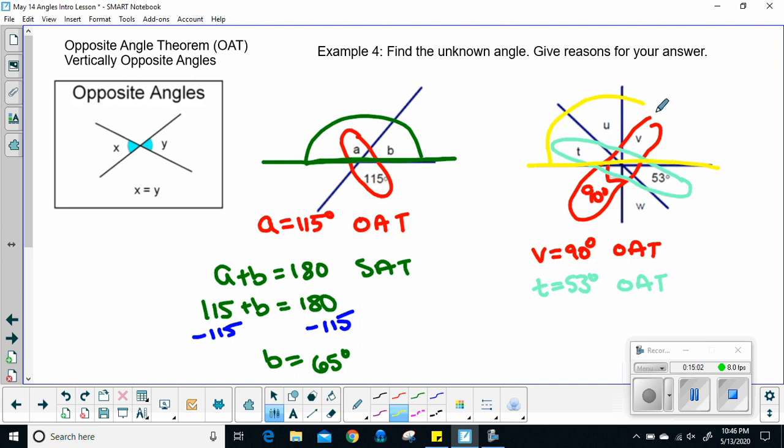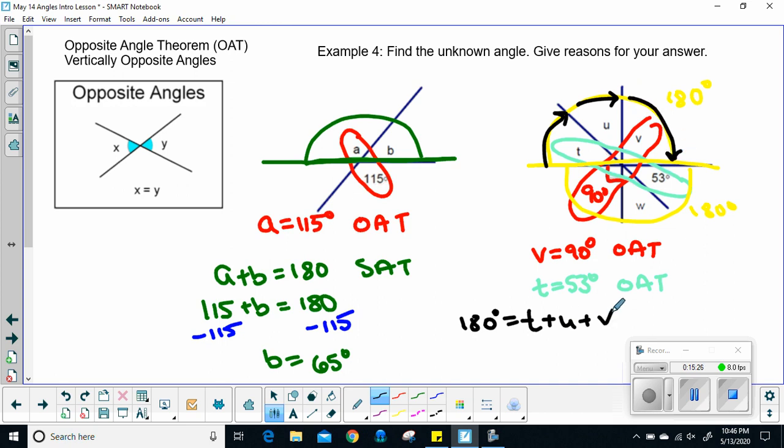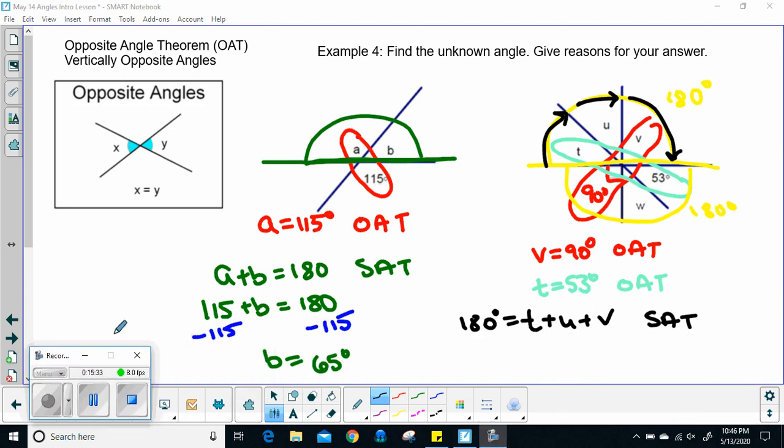So there's 180 degrees. Or I could look at it upside down to get 180 degrees. Or I can look at it on a diagonal. Whatever, it's all going to add up. So let's see. I know 180 degrees has to equal, I'm going to go by the top here, T plus U plus V, because they are supplementary angles, right? Supplementary angles, 180 degrees.